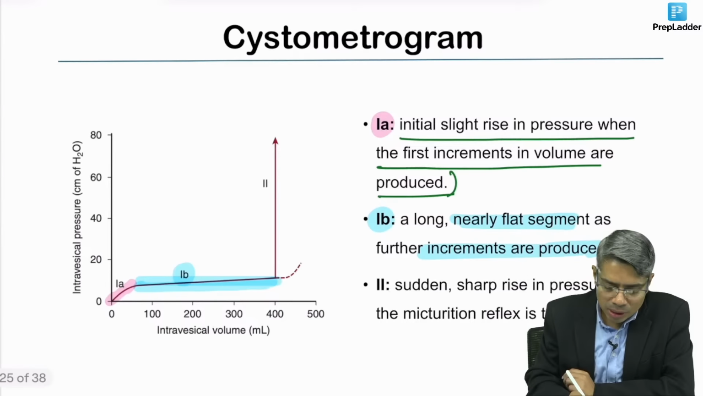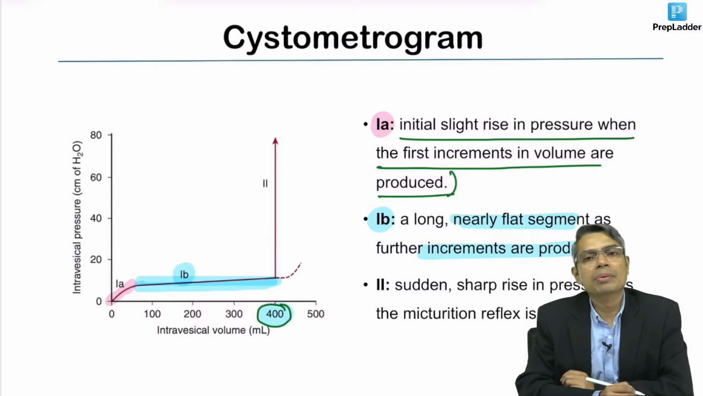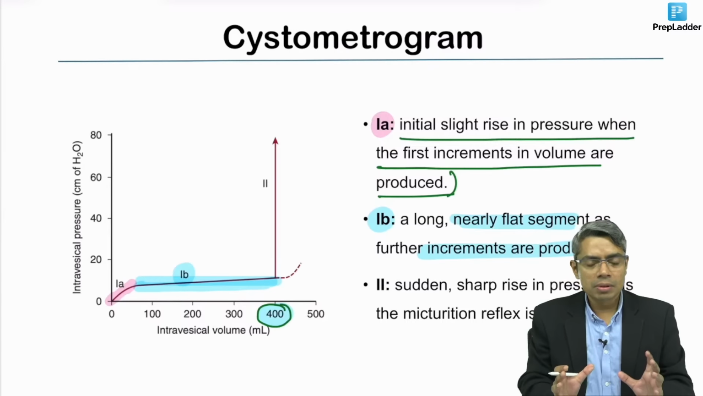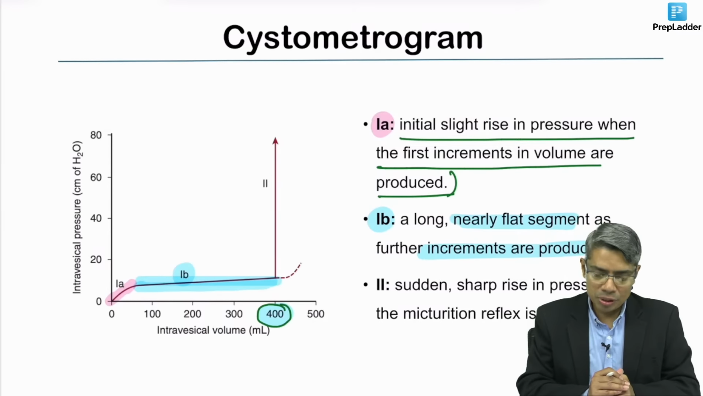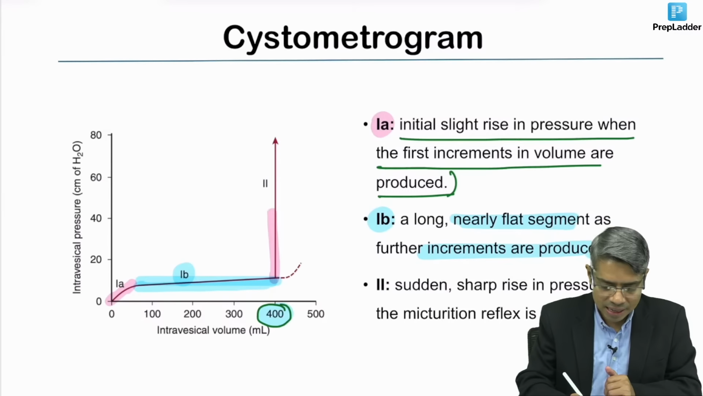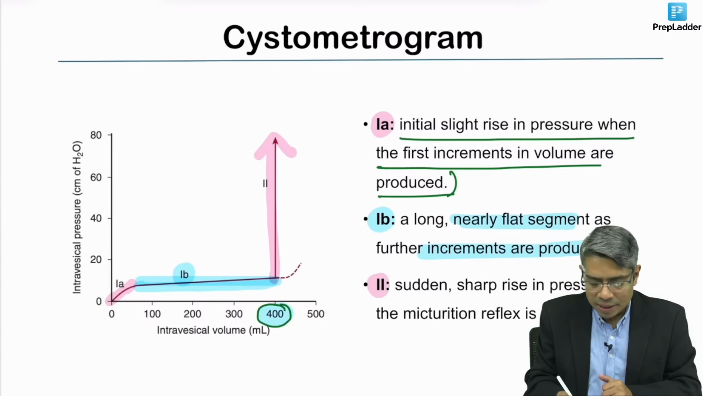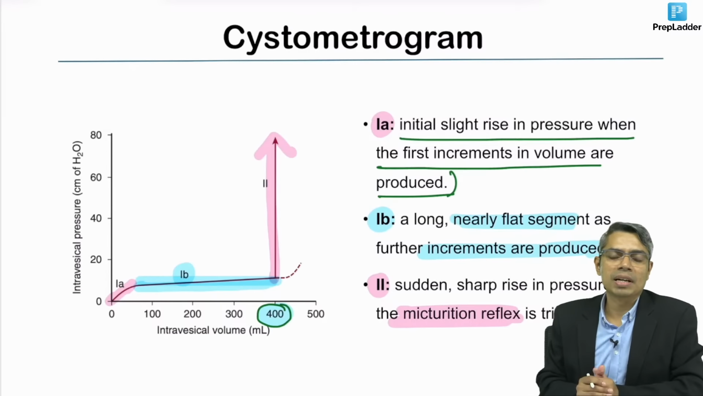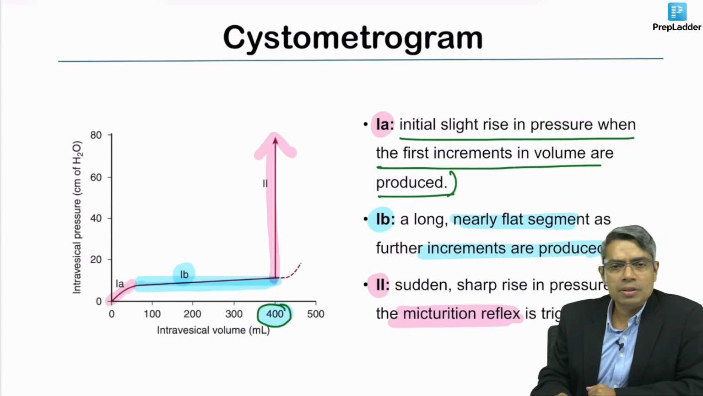And then at the end of the 1B, when the urinary bladder is filled with approximately 400 ml of urine, now you cannot hold your urine further. So, now the urinary bladder will contract suddenly, and that is the onset of the micturition reflex. Whenever the micturition reflex is happening, suddenly there will be increase in pressure in the urinary bladder. So, that is why it is written segment 2 is onset of the micturition reflex, which is rising the pressure in the urinary bladder suddenly. Okay. So, at least you remember this bare minimum information about cystometrogram.